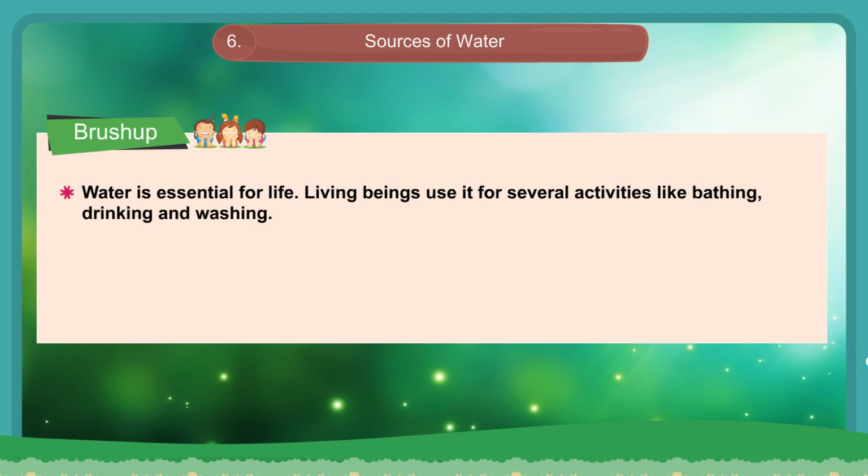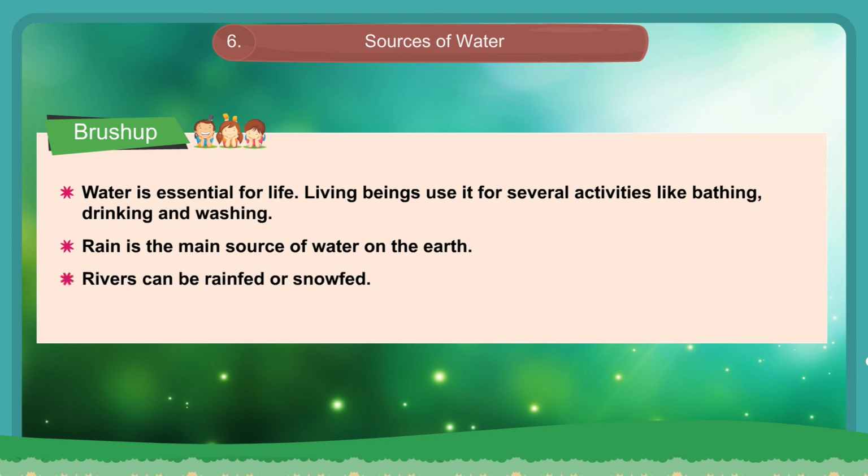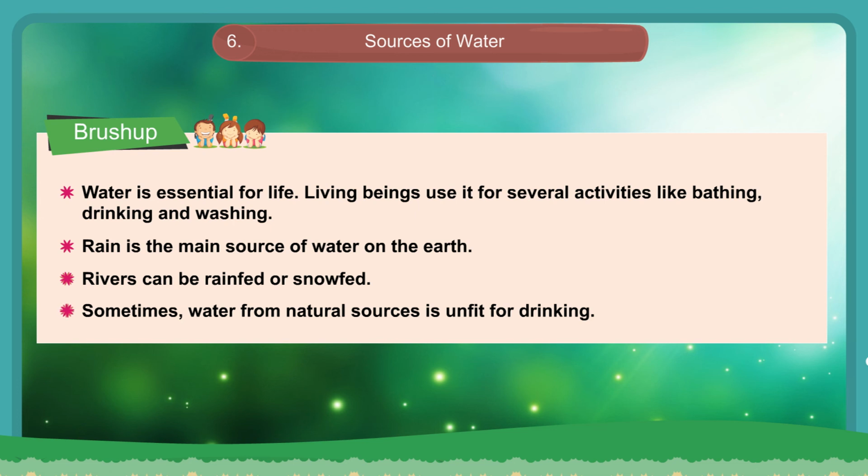Brush up. Water is essential for life. Living beings use it for several activities like bathing, drinking, and washing. Rain is the main source of water on the earth. Rivers can be rain fed or snow fed. Sometimes water from natural sources is unfit for drinking.